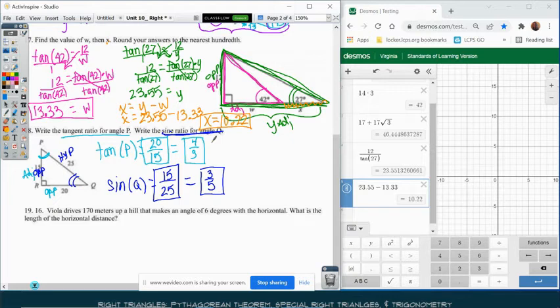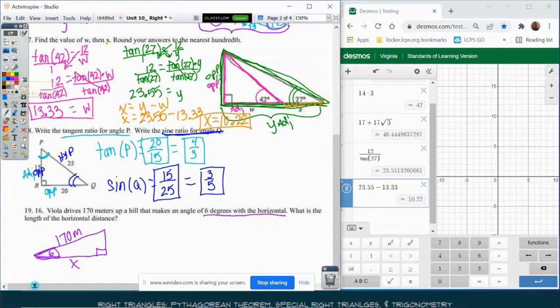And so then in 19, we move on to talk about Viola. We start out here driving 170 meters up a hill. So let's draw a sketch of what she's got going on here. Here's my right triangle, driving 170 meters up a hill, and it makes an angle of 6 degrees with the horizontal. So the hillside and the horizontal have an angle of 6 degrees. What's the length of the horizontal distance for us?